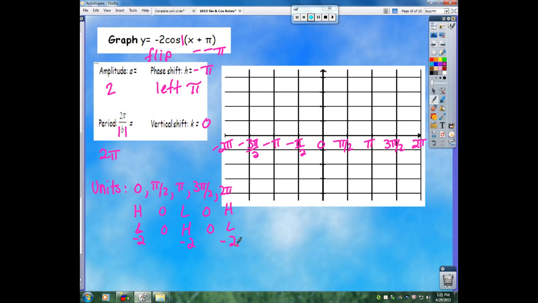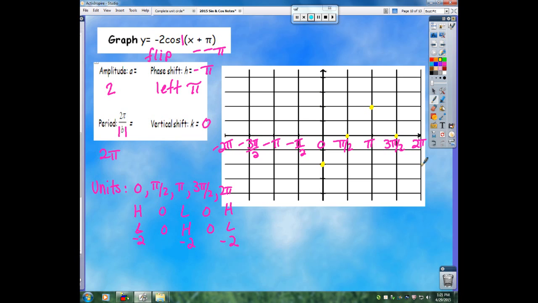All right, here again, I'm going to sketch in my original graph, and then I'll come back and shift it. All right, so let's do a light color so we can see. At 0, instead of going high 2, we're going to go low 2. At pi over 2, we're back at 0. At pi, we're going to go high 2. And at 3 pi over 2, we're going to go back to 0. And at 2 pi, we're going to go down 2.